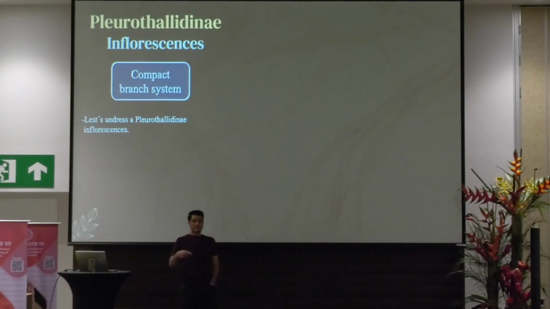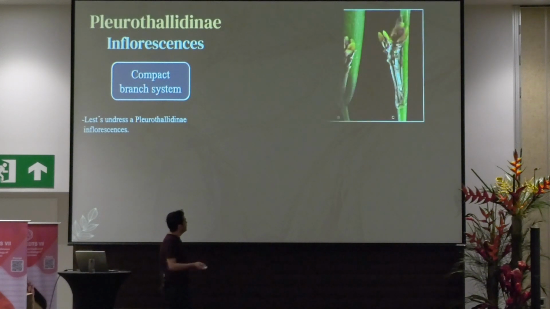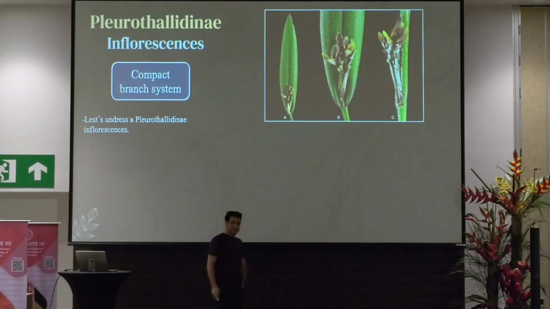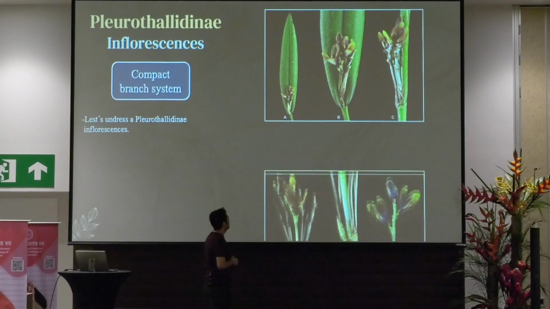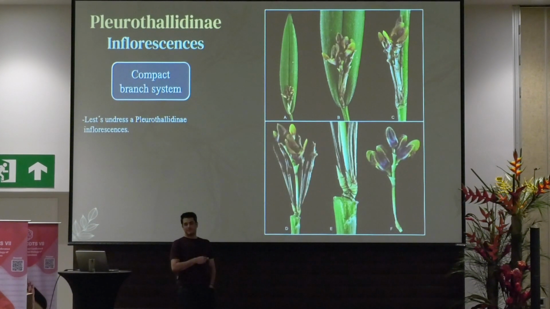So we are going to study the inflorescence of a Pleurothallidinae species. Here we have this Anciathera species. First we are going to remove the spathe at the base of the inflorescence. Then we are going to cut the leaf, and then we're going to remove all these bracts at the base of the inflorescence. So we got something like this.